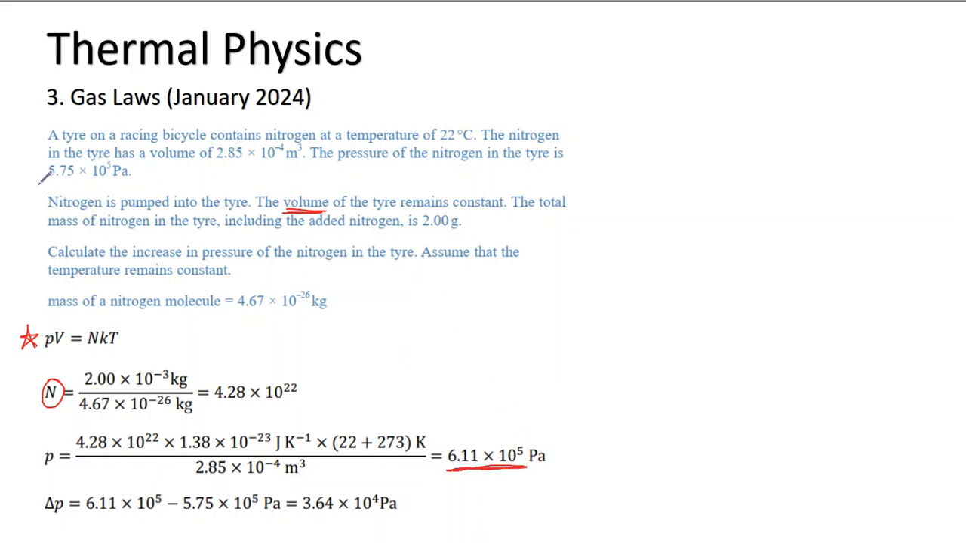What was the initial pressure? Initial pressure was 5.75, and the question asks the increase in pressure. So increase in pressure would be new pressure minus initial pressure.